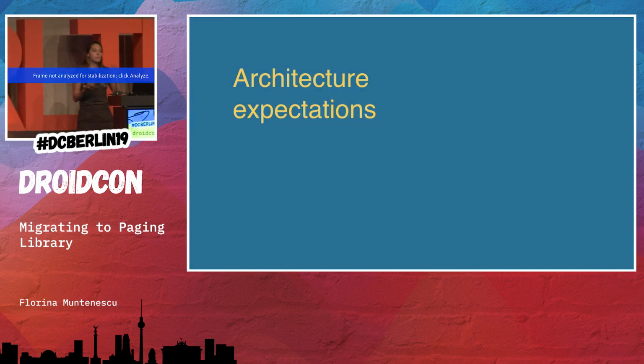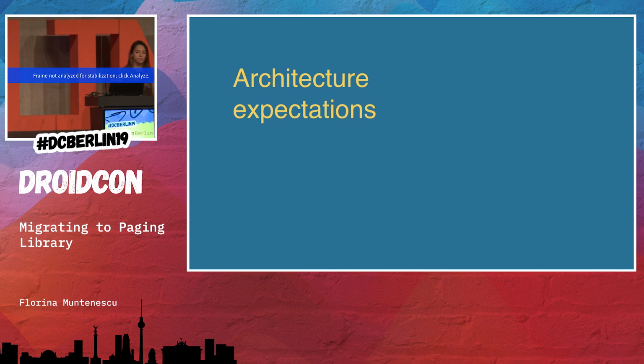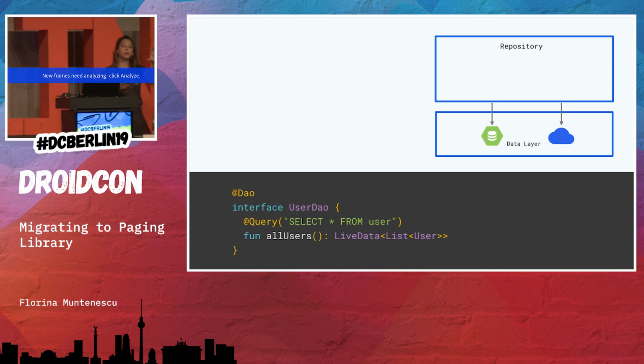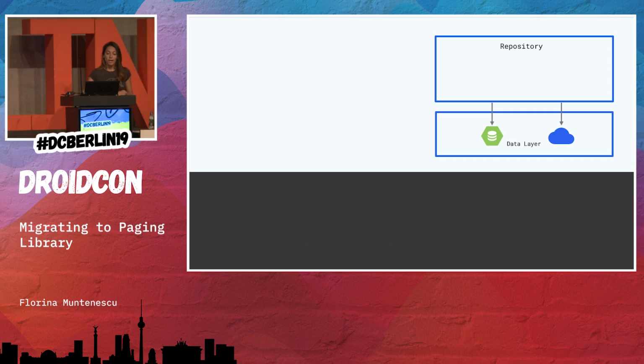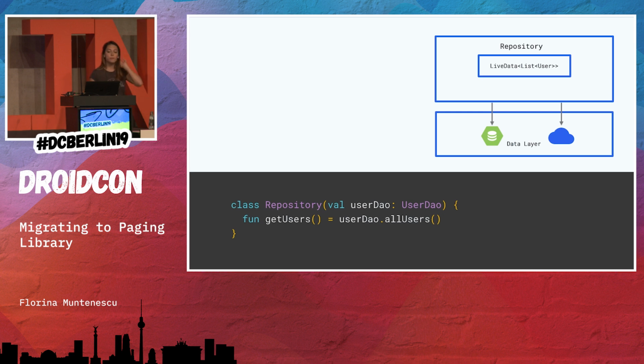So let's get started. In general, when you're working with lists, we have a sort of architecture expectation. So we know that we have something like a repository that works with a data layer. In the data layer, we might have a database. So here, for example, we would be using Room, where we would implement a DAO, where we're getting the list of users. And because we want to be notified when the users in the database are changing, we're returning live data from the database. And we're also working with the network. And then in the repository, we would expose that live data of the list of users further down.